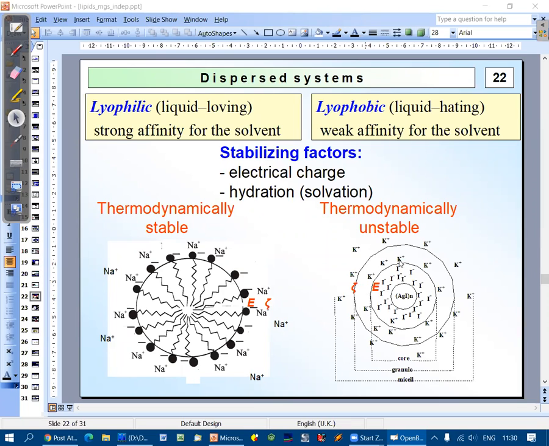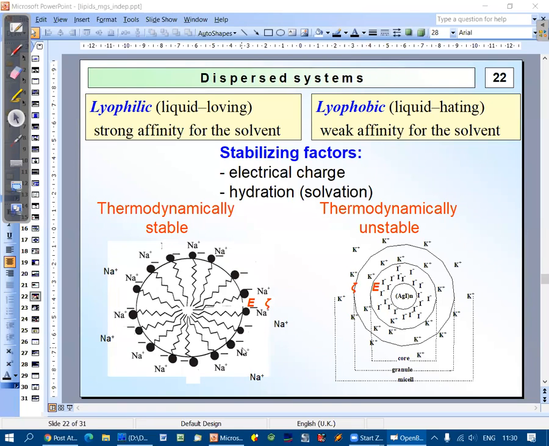And the first layer of counter ions is the dense layer, and this is a diffuse layer. The total structure is called micelle. Micelle without diffuse layer is granule, and core is microcrystal with potential determining ion.